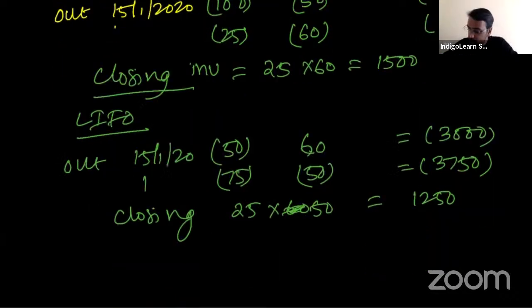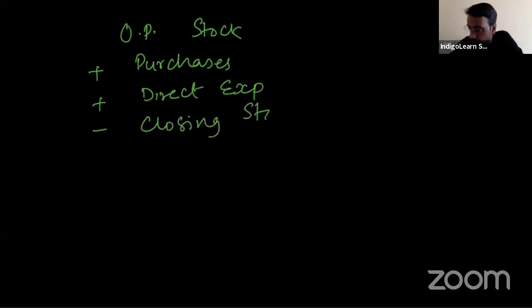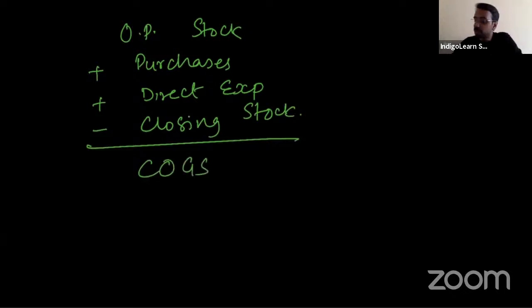Now, what we'll also understand is, we have this formula which will be very useful not only at your foundation but also at your inter and final levels. Opening stock plus purchases plus direct expenses minus closing stock will give you cost of goods sold, COGS, which is nothing but cost of goods sold. Opening stock plus purchases plus any direct expenses minus the closing stock will give you cost of goods sold.